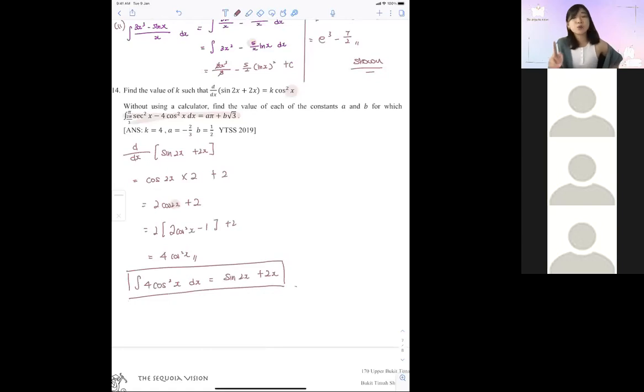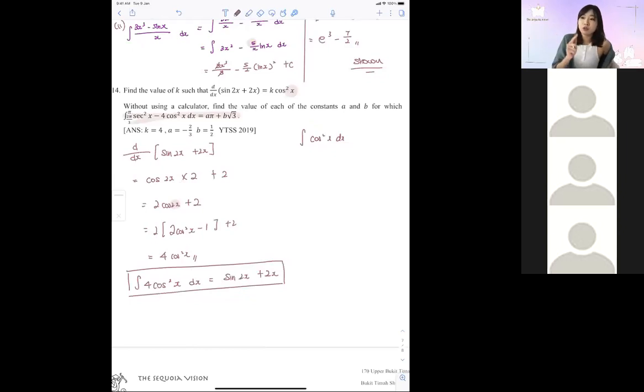Okay, let's see who still remember. If, let's say, I don't give you the clue, oops, erase too much, okay? If let's say I don't give you the clue, but I'll just ask you, okay, how can I integrate cosine square x? There's no clue given to you. How can I integrate cosine square x without the clue? Anyone?